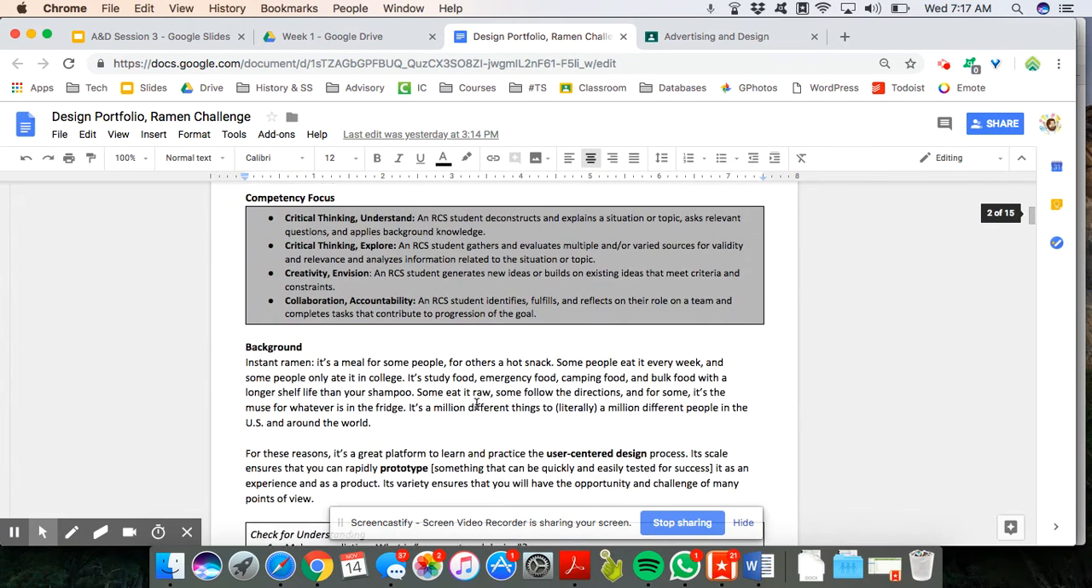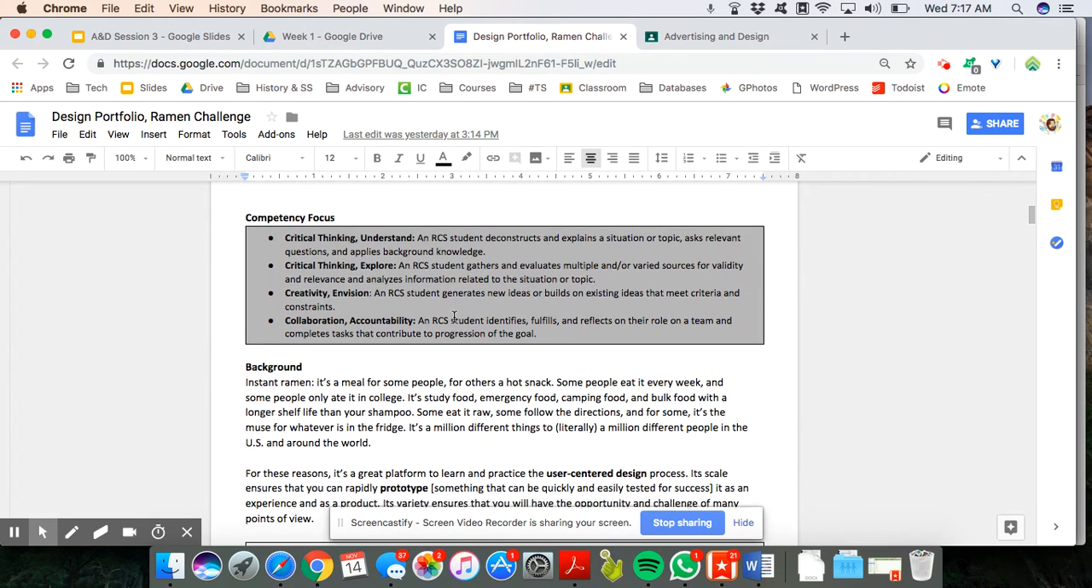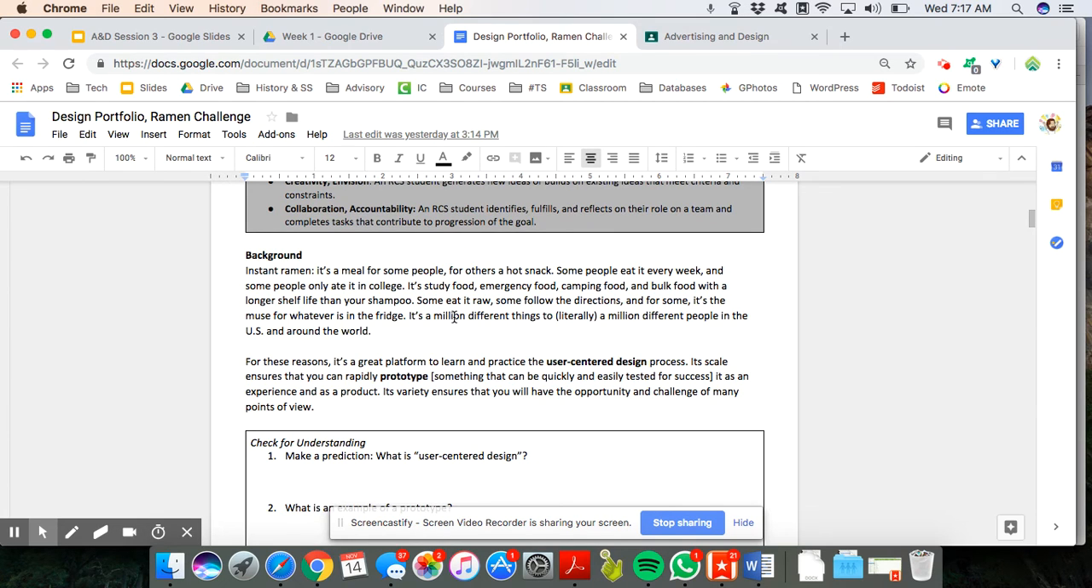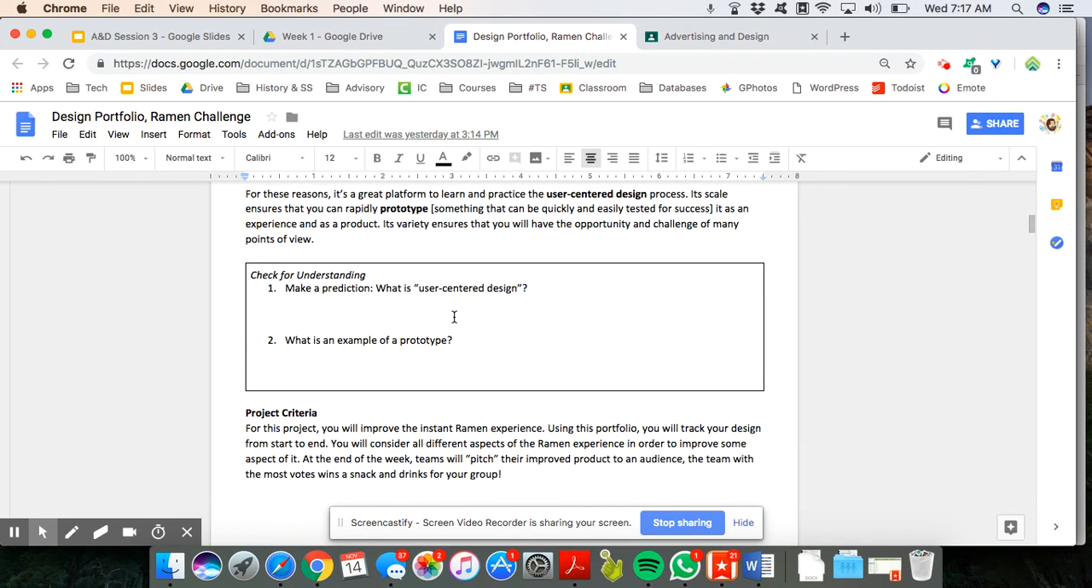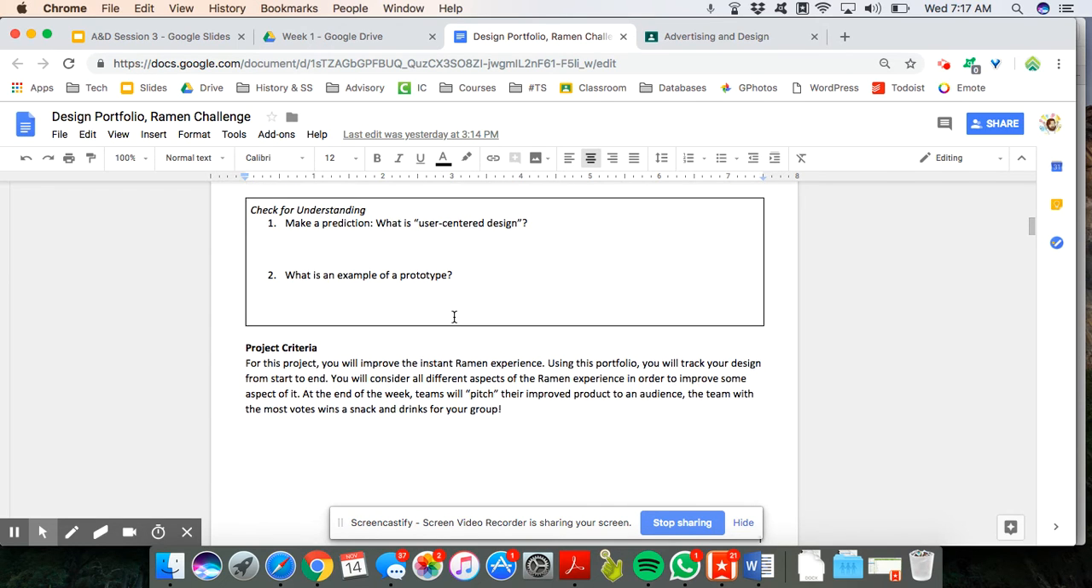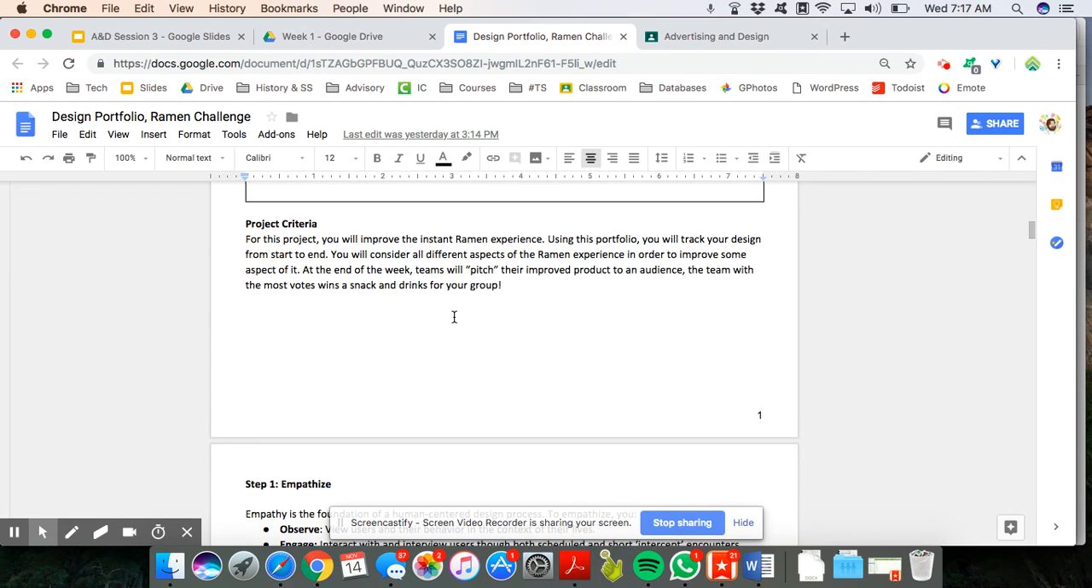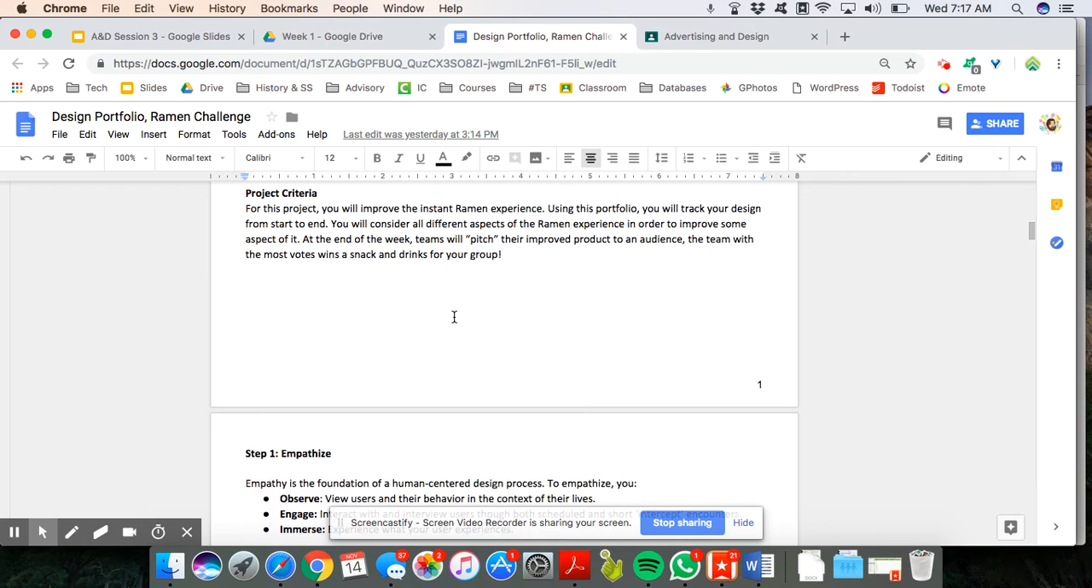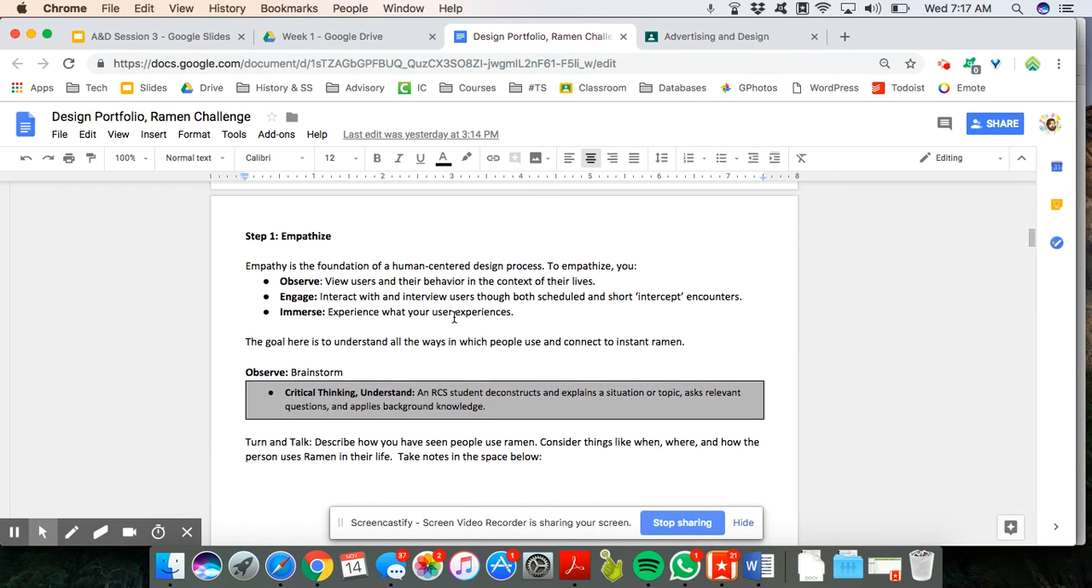So moving on from there, you can read our competencies. You can read through the background. By the way, this packet is in the green crate in Ryan's room if you want it. Next thing you want to do is answer these check for understanding questions. Do your best, make your best guess. Read through our project criteria, and then this is the bulk of what we did.